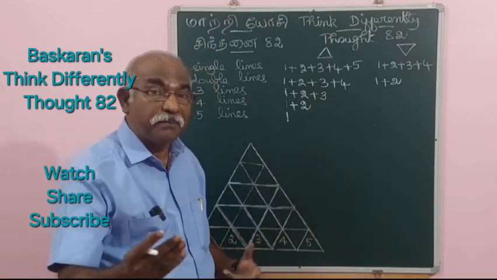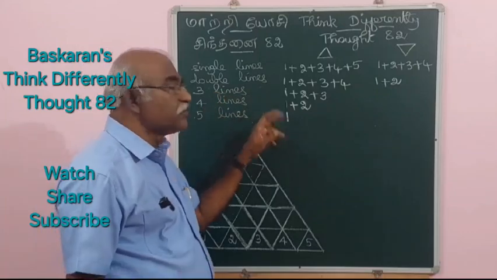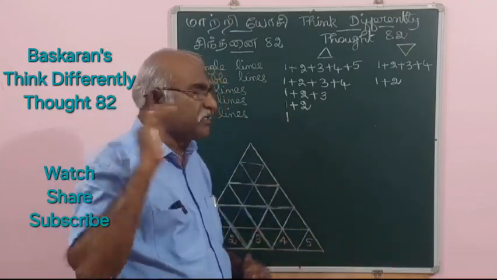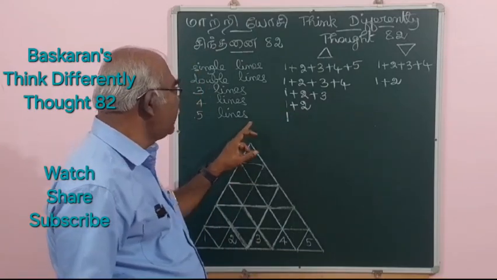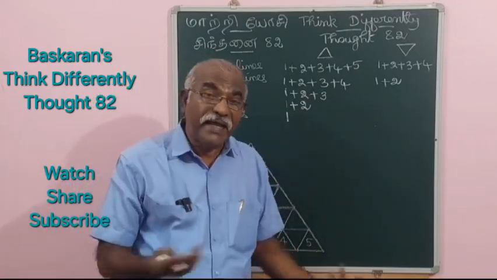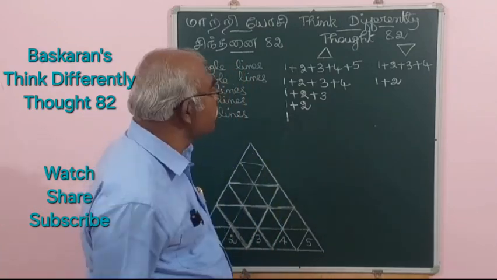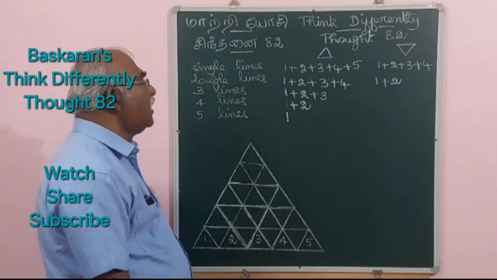Now you understand the pattern. There is a definite pattern. In 3 lines you will have 1 plus 2 plus 3 triangles. You can easily check. For 4 lines you have 1 plus 2 and for 5 lines you have 1. We have not added them, we will add them in the last. You will have a shortcut method. Now we go for the downward triangles.